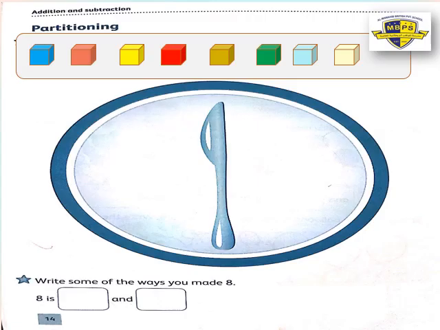Now, another way of partitioning is using cubes. Look at the colored cubes we have. We have 1, 2, 3, 4, 5, 6, 7, 8 cubes. Again, 1, 2, 3, 4, 5, 6, 7, 8 cubes. And I've got a plate here.